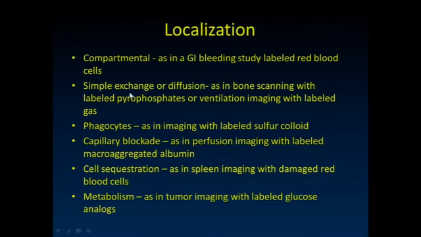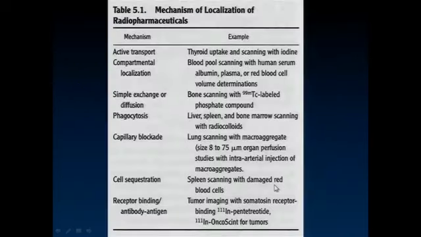Sometimes we're just imaging simple exchange or diffusion, and this is true in radionuclide bone scanning with MDP, where we're really looking at exchange of that with the bone, or in ventilation imaging with labeled gas. Sometimes we're imaging phagocytosis with sulfur colloid, or capillary blockade when we're imaging using labeled microaggregated albumin. Or cell sequestration, or frankly, metabolism when we're imaging with some of the glucose analogs, like in F18 FDG PET imaging.